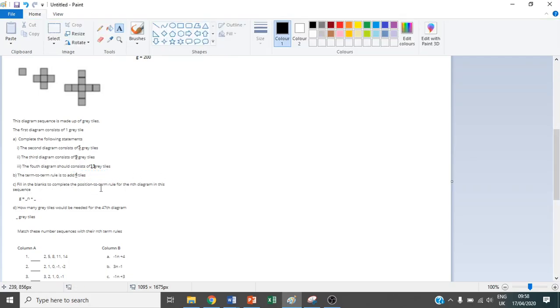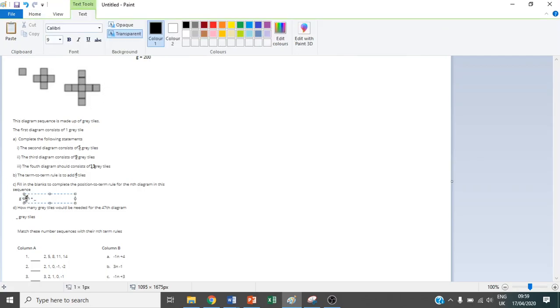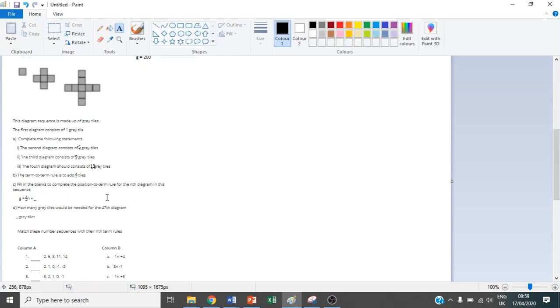So filling in the blank to complete the position to term rule. That's the hard one here, where the number of gray tiles is some number multiplied by the sequence pattern number. And there is an adjustment in this case. So just like the previous one, I'm always adding 4 more tiles. So I'm going to write the number in front of the n. The common difference is 4. But this is not the 4's times table. Look at my numbers here. Over here I've got 1 to start with. Then I've got 5, then 9, then 13. That's not the 4's times table.